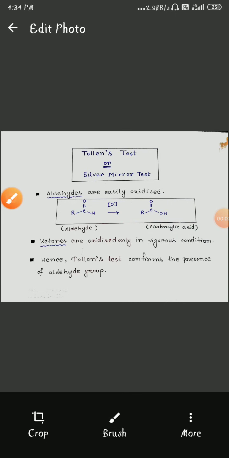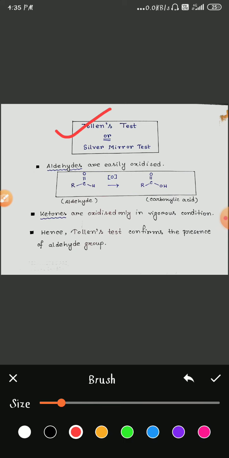Today I will discuss the Tollens test, or silver mirror test. Let's see what the Tollens test is. It is basically used to distinguish aldehyde and ketone. Normally we use this test in the aldehyde and ketone chapter, and differentiate these two by using this test.